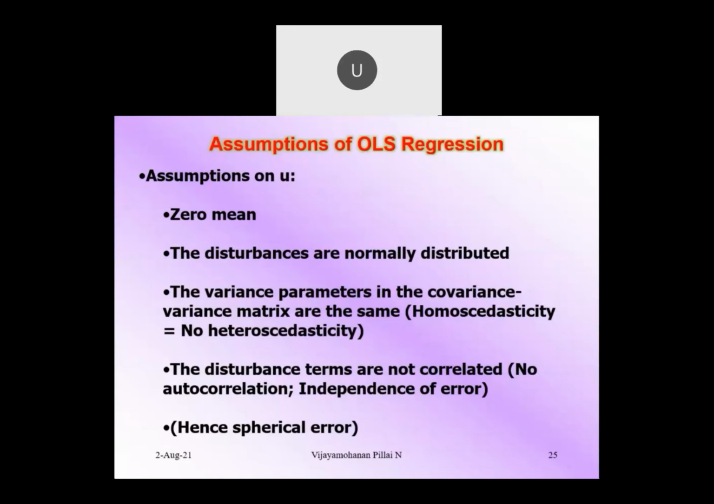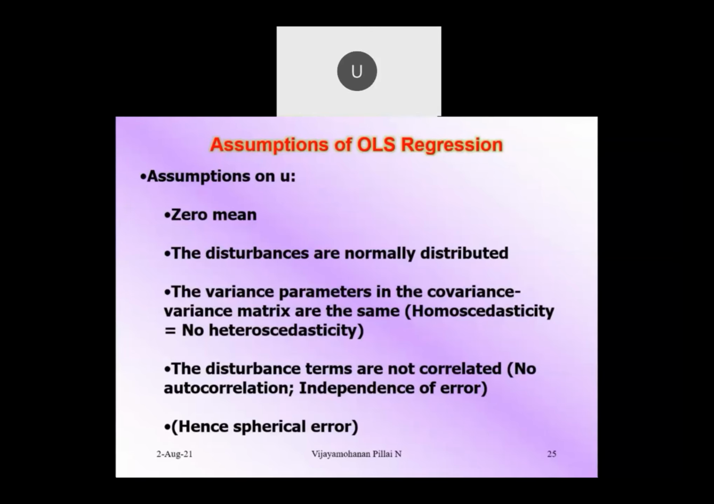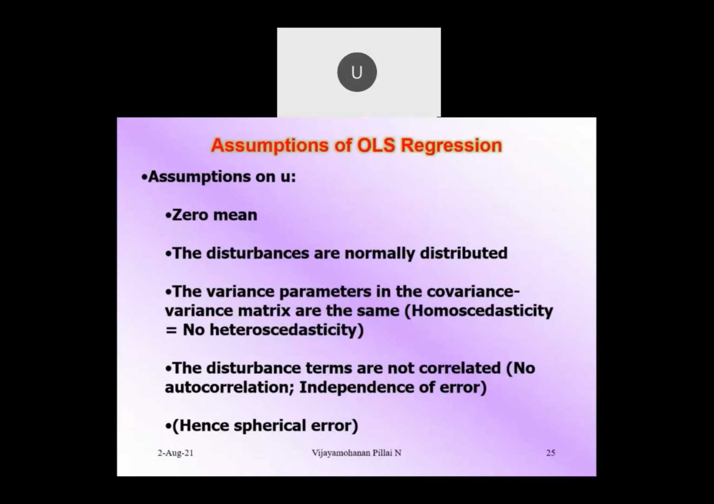Now see, this U includes U1, U2, U3, U4 and so on. So this U1 is independent of U2, U1 is independent of U3, U1 is independent of U4 and so on. Similarly, U2 is independent of U3, U2 is independent of U4 and so on. That is, these U variables are not correlated. That is independence. That means they have no serial correlation or autocorrelation.